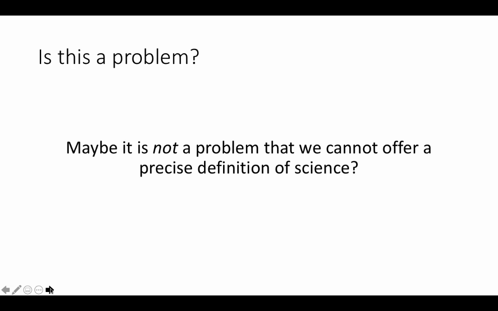So here's the deal. We've looked at five candidate definitions for science. We've found them all to be too narrow or too broad, or not to describe what scientists do, or not to include the normative component. I could probably go through this exercise with numerous other definitions of science. We could look through your old high school science textbooks where they define science in the introduction, and probably find many similar problems. So is this a problem? Maybe it's not a problem that we can't offer a precise philosophical definition of science.